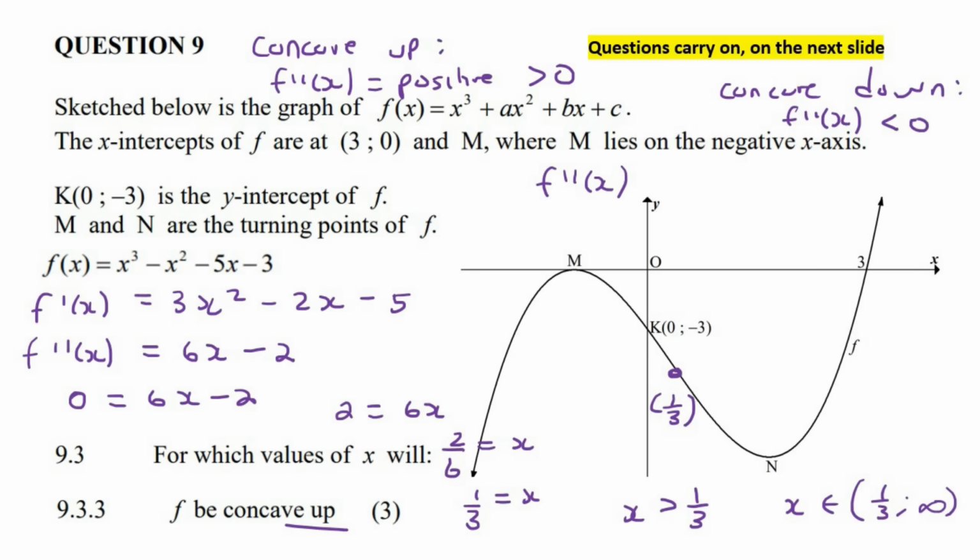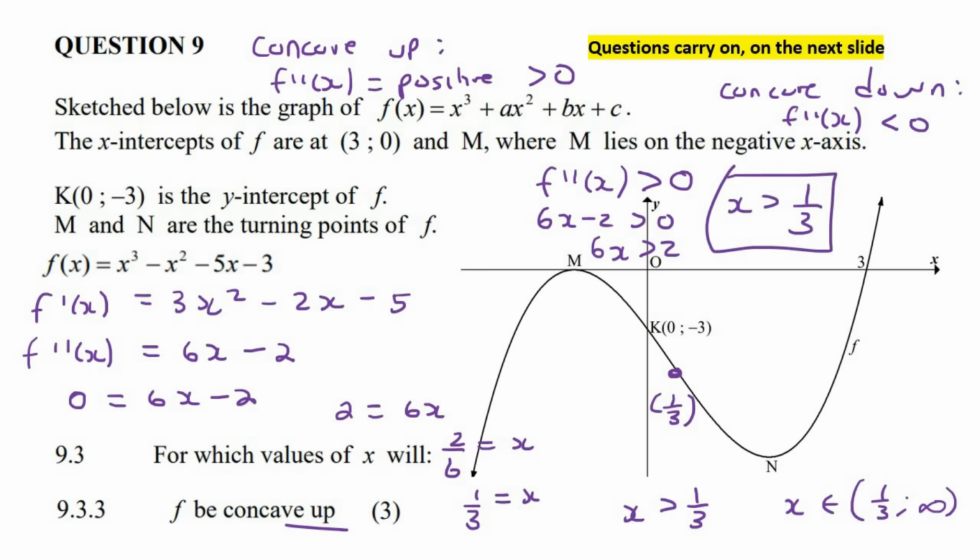So if you did not have a graph that you could look at, you could just say that you want the second derivative to be bigger than 0. You would then say 6x minus 2 bigger than 0. You would then say 6x is bigger than 2, divide both sides by 6, and you would end up with x is bigger than a third, which is exactly what we got over there.